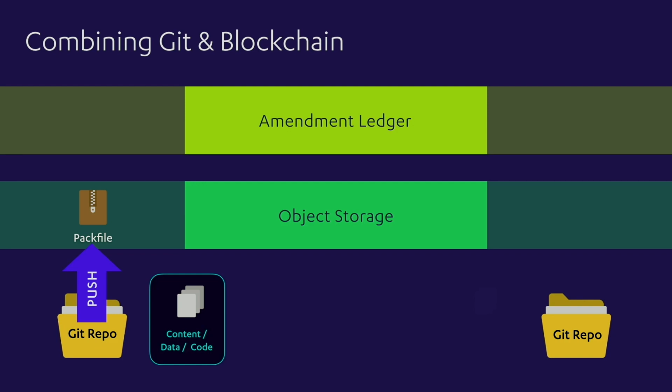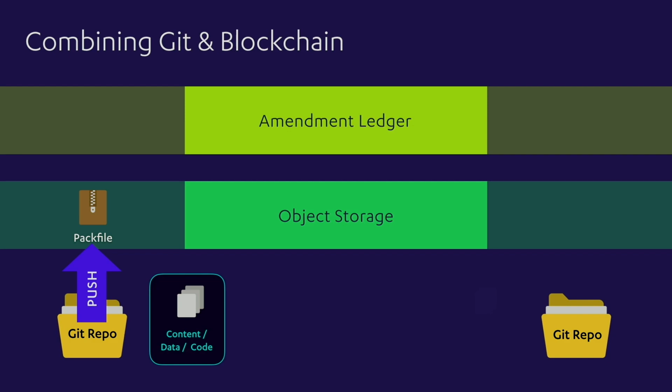So we create something called a pack file. Think of a pack file as a zip file of all the changes you've made. So instead of putting each change you make on the amendment ledger, going into the blockchain and saying, I changed my name by one character, I added one artist or one guitarist, I added another guitarist.